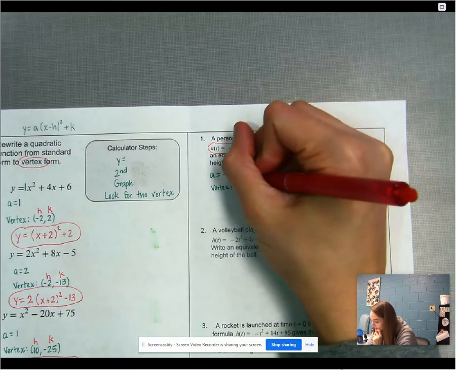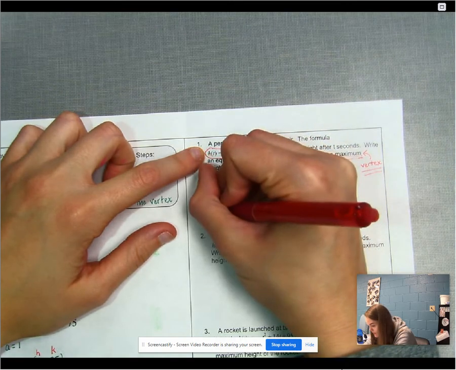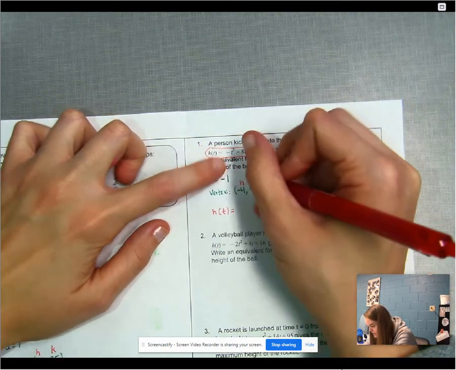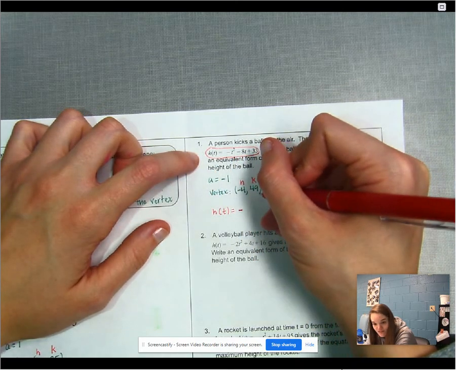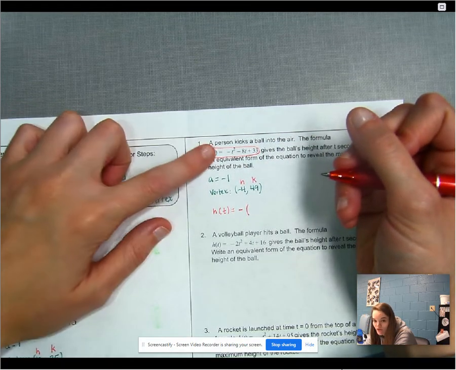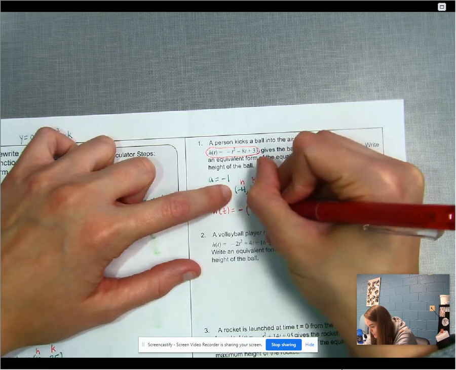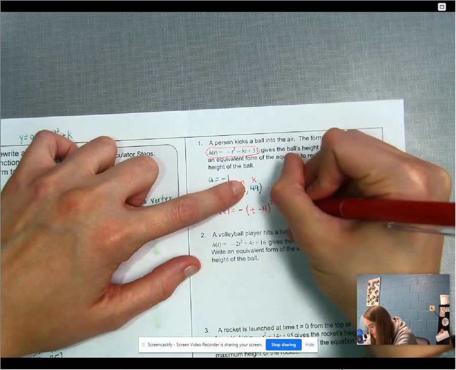H and K. Here is where it is different. This does not say y equals. It says h of t equals. We have negative because it's negative 1. You could put negative or negative 1. Either is the same. Parentheses. We are not putting x because this uses t. T minus 4 squared plus 49.